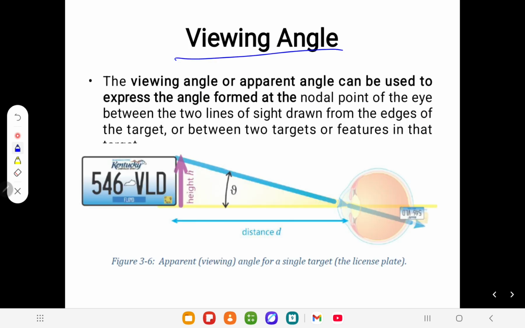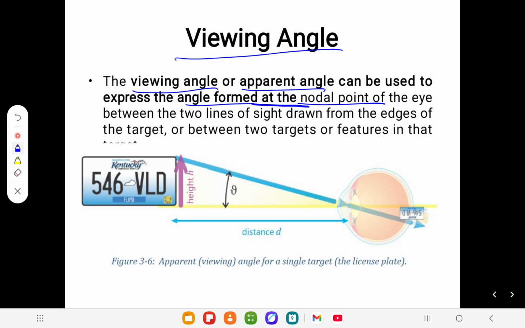So what is viewing angle, or what is apparent angle? Let me define it first. Viewing angle or apparent angle can be used to express the angle formed at the nodal point. It doesn't matter whether it is formed at the anterior nodal point, the posterior nodal point, the secondary nodal point, or the primary nodal point, because the feature of the nodal point is angular constancy.